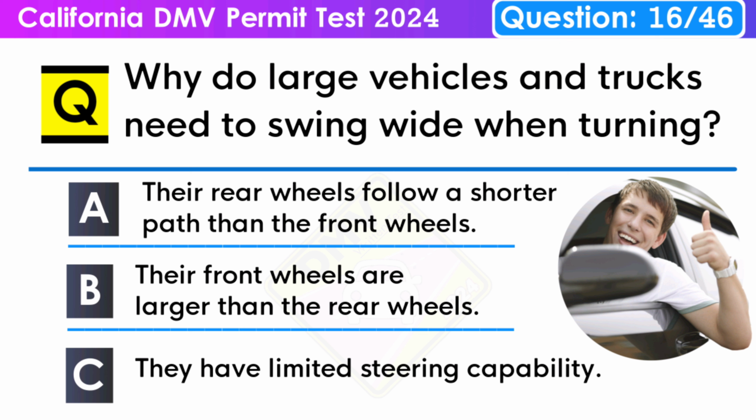Question 16. Why do large vehicles and trucks need to swing wide when turning? A. Their rear wheels follow a shorter path than the front wheels. B. Their front wheels are larger than the rear wheels. C. They have limited steering capability. Correct answer, A. When a large vehicle turns, its rear wheels follow a shorter path than the front wheels. The larger the vehicle, the more significant the difference in the turning path. This is why trucks and other large vehicles often need to swing wide to complete turns safely.